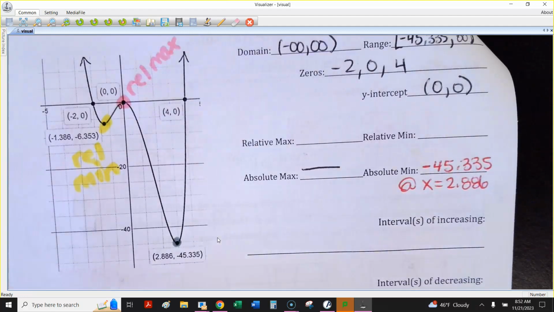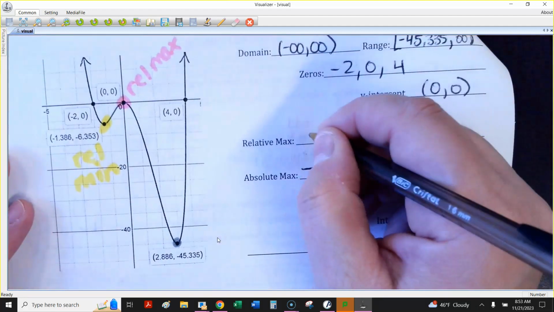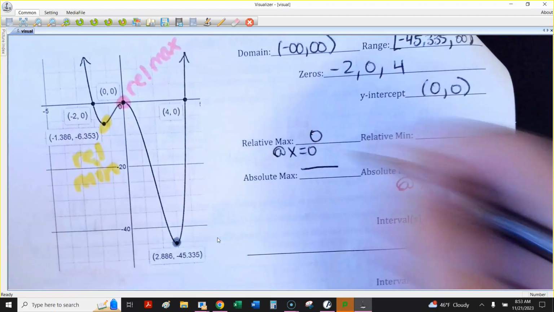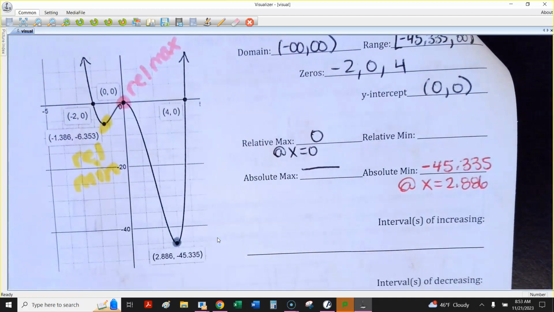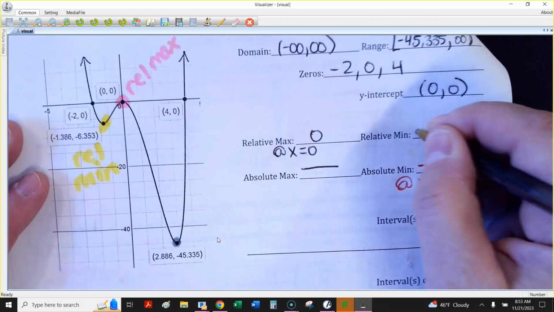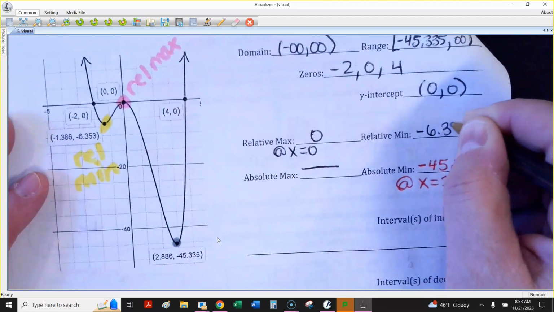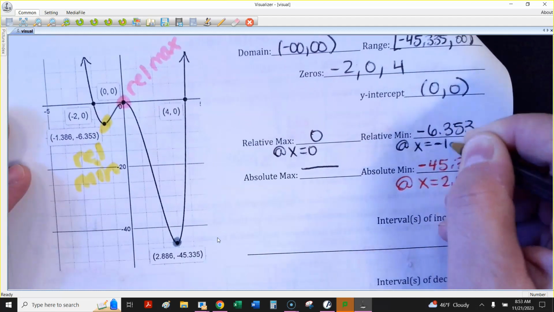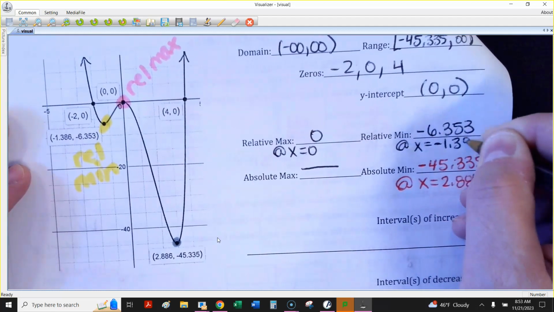And then I'm just going to jot down those values real quick. So my relative max is actually just 0 at x equals 0. So the y-coordinate and the x-coordinate end up being the same on that point. And your relative minimum, remember I'm writing down the y-coordinate, it's that negative 6.353, and that occurs at x equals negative 1.386.